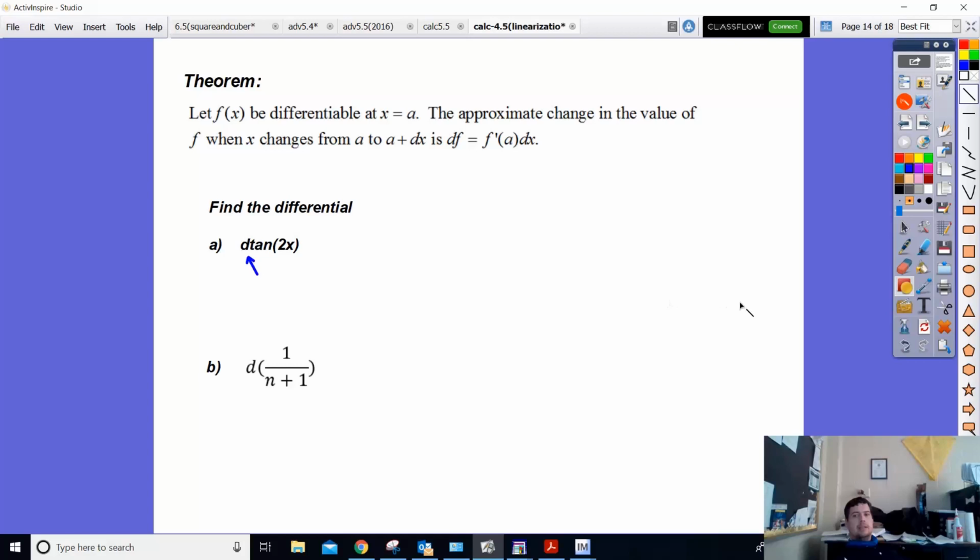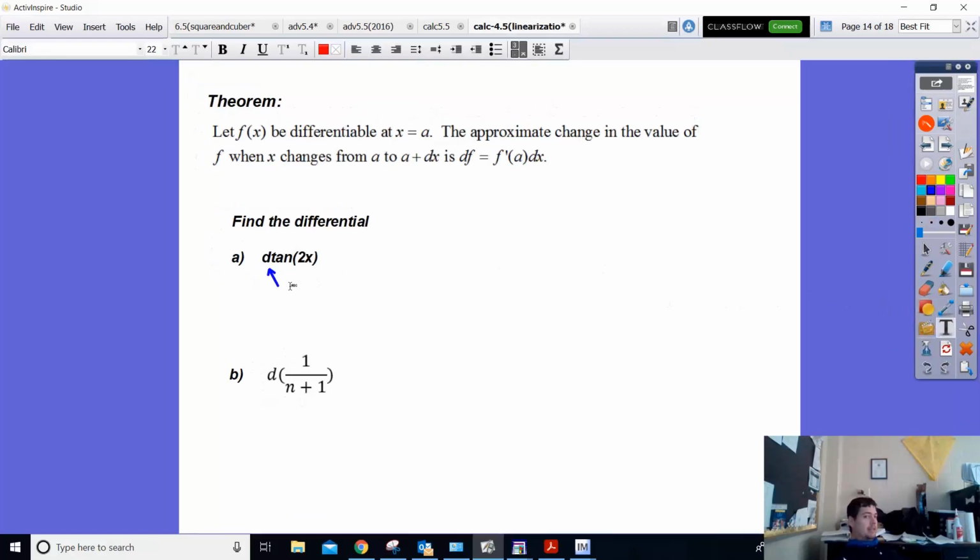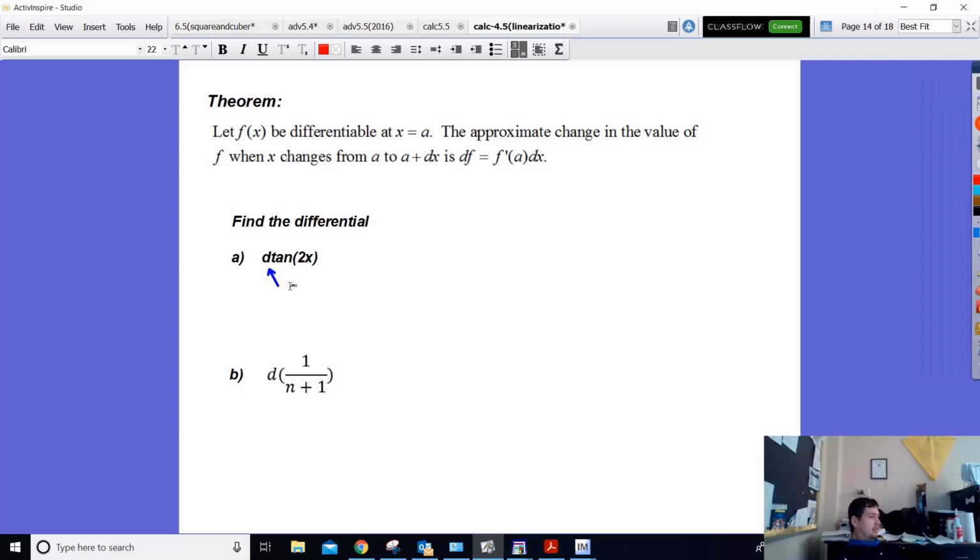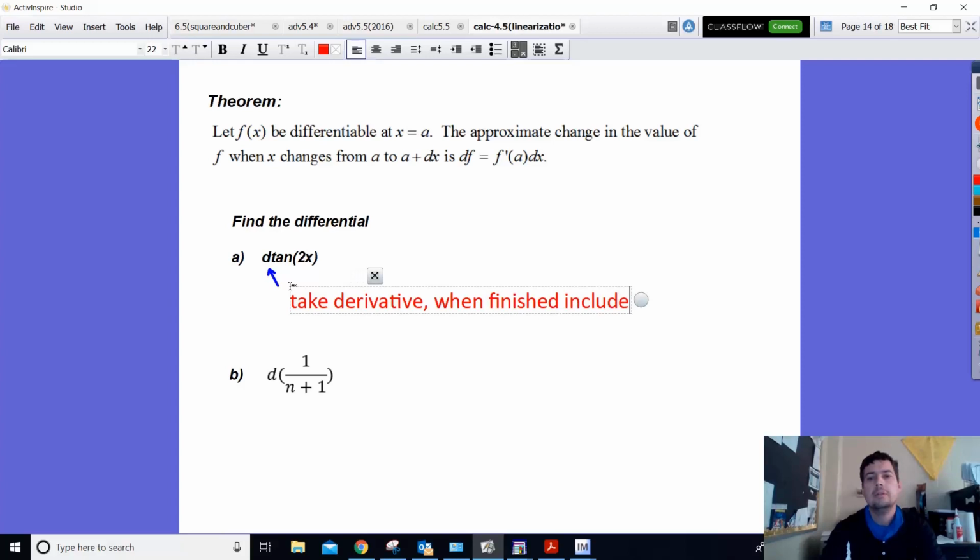So what you're going to do is take the derivative, and when you're done taking the derivative, you're going to write dx. Okay? So when you see that d, take the derivative. When finished, include dx. It's all the theorem is wanting you to do. It's kind of like when you take the derivative of y, you say dy, don't you? Well, here you're taking the derivative of a function of x, so you state that you're taking the derivative function of x by saying dx.